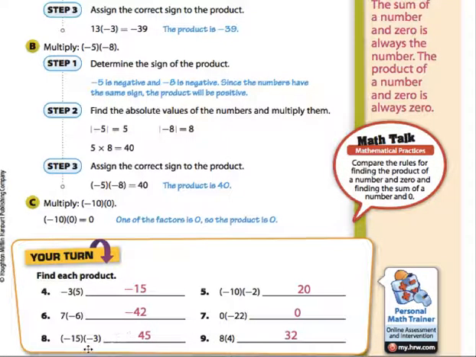Number 8, negative 15 times negative 3. So you do 15 times 3, which equals 45. They're two negative numbers, so you know your answer is going to end up being positive. Number 9, we're multiplying two positive numbers together. So 8 times 4 equals 32.